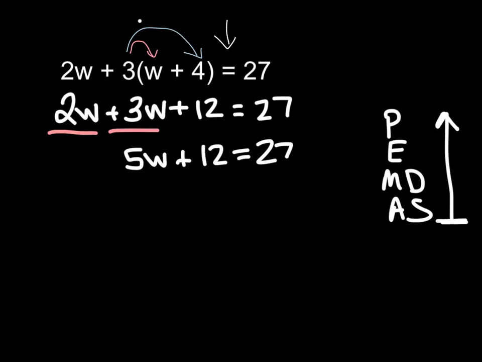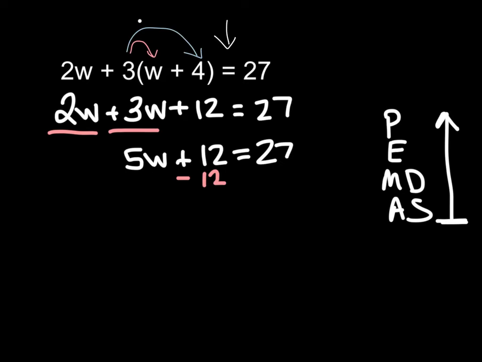Again, the goal here is to solve until we find out what the variable w represents. So we need to get everything away from the w. We need the w to be 1w at the end. So we need to get rid of the 12. In order to get rid of something, we need to do the opposite operation. So if we have plus 12, we need to subtract 12.